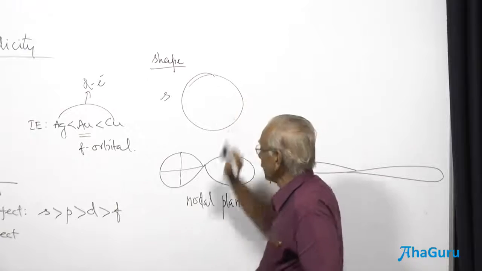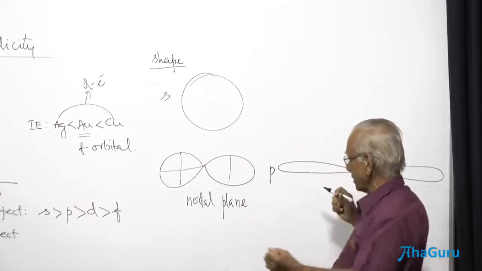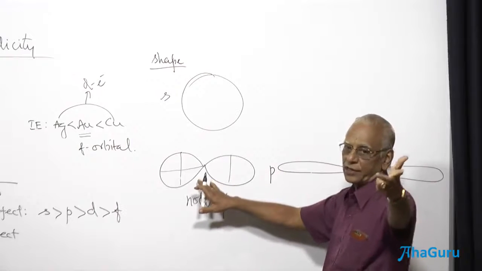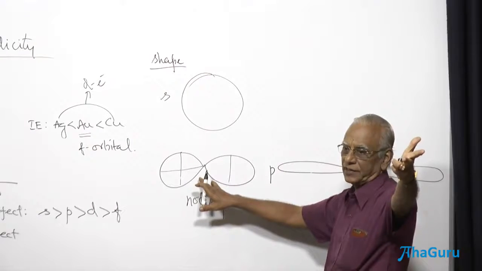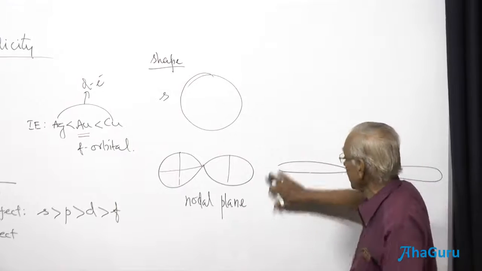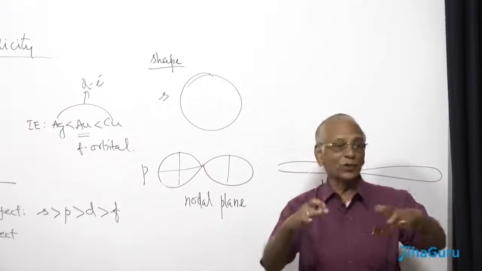The radius is going to be uniform. The minor axis, the major axis, it gets elongated. The moment it gets elongated, the nucleus is slightly exposed, not effectively covered. In the case of d orbital, still more exposed. This is the p orbital and this is the d orbital. The nucleus is more exposed.